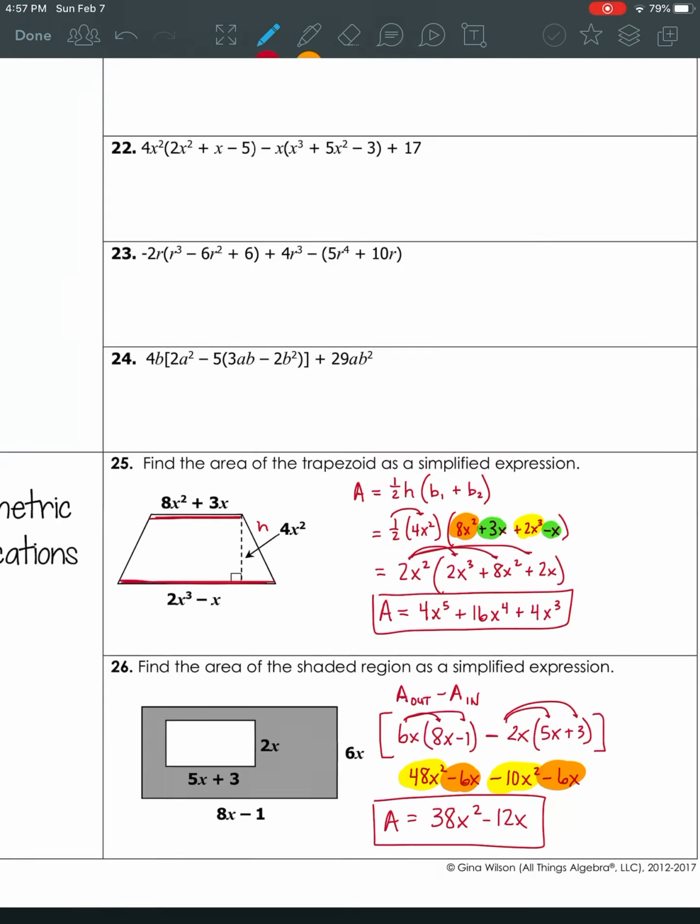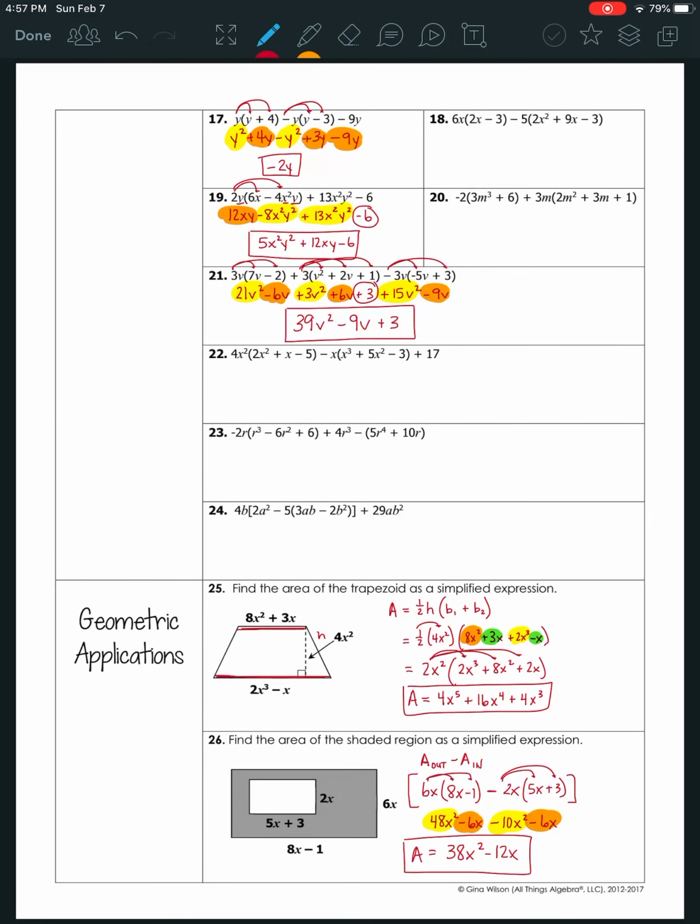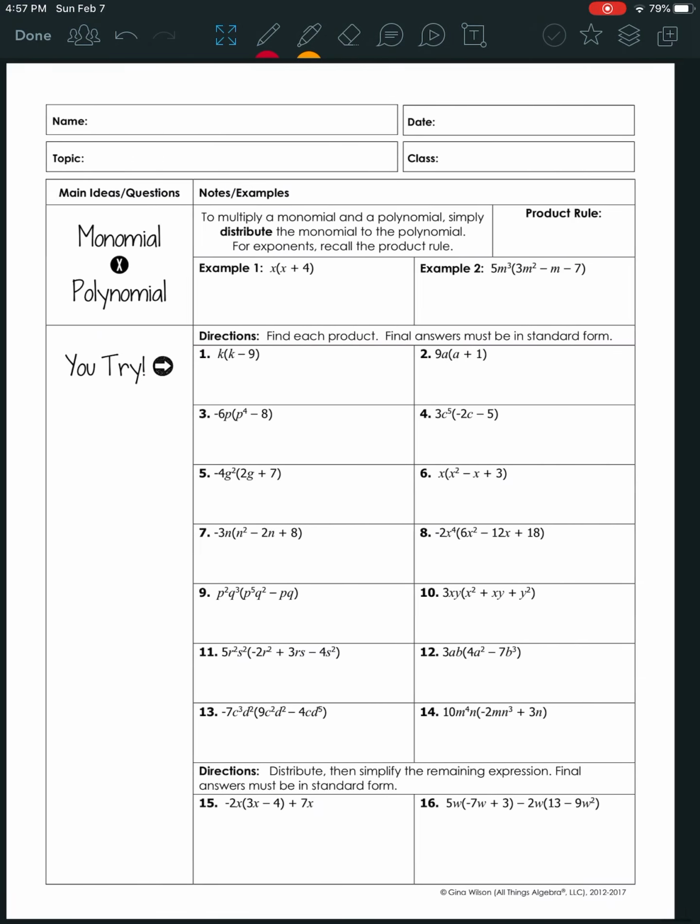All right, we will go over some of these examples in class to see if you're on the right track with those examples that aren't completed on here.